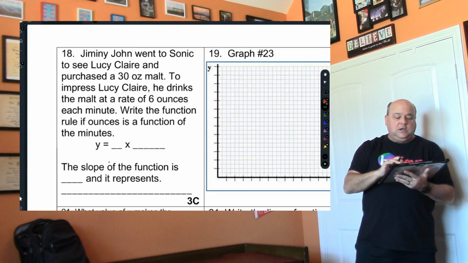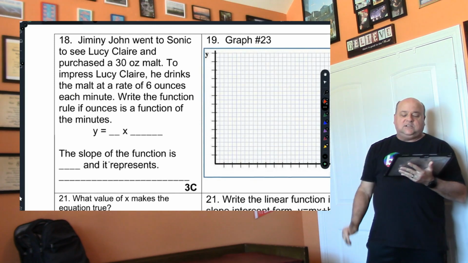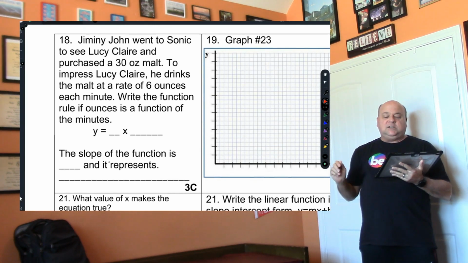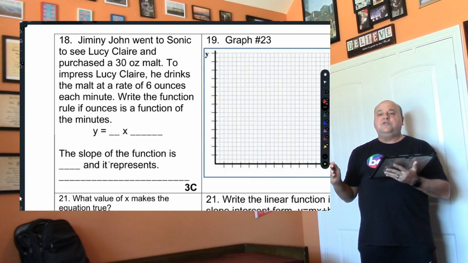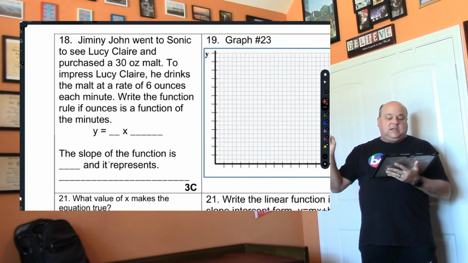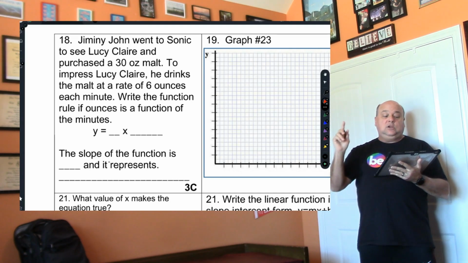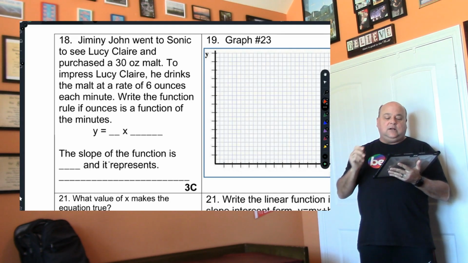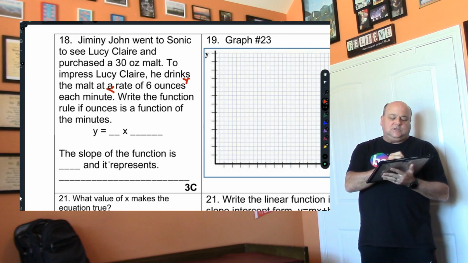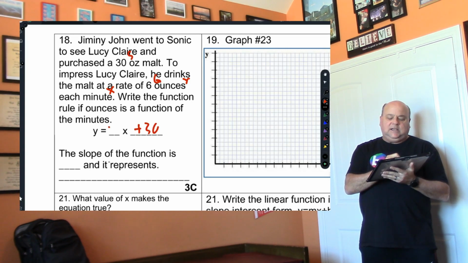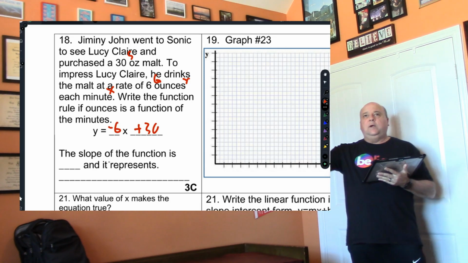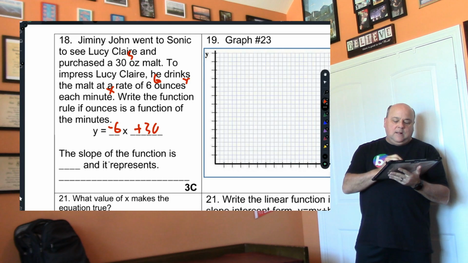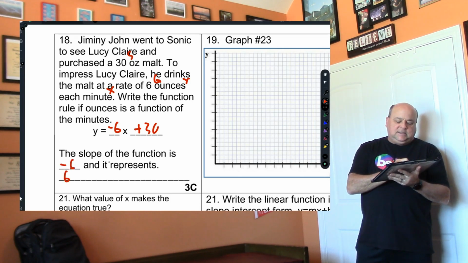Turn the page! So now we're at 18. This is a huge concept we're doing here, okay? So Jiminy John went to Sonic to see Lucy Clear and purchased a 30-ounce malt. To impress Lucy Clear, he drinks the malt at the rate of 6 ounces each minute. So this is our Y, this is our X. Write the function, okay? So he starts off with a 30-ounce malt. That's our starting number. Our growing number is going to be 6, but it's going to be a -6. So every minute he drinks 6 ounces, okay? The slope of the function is -6. It's 6 ounces per minute.